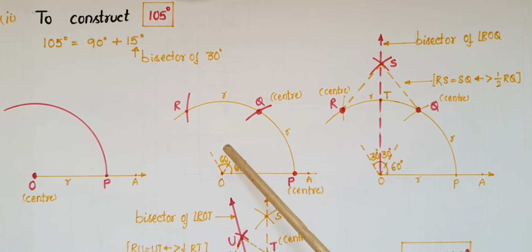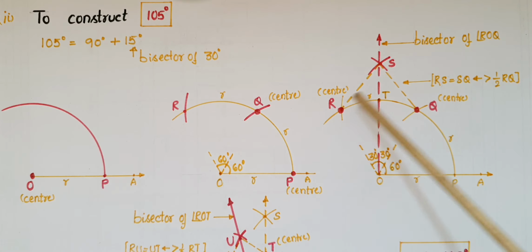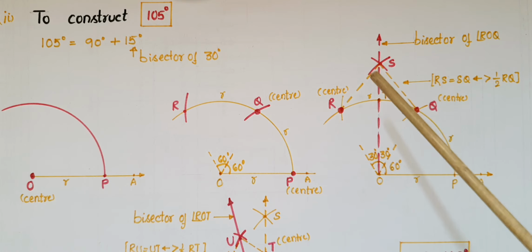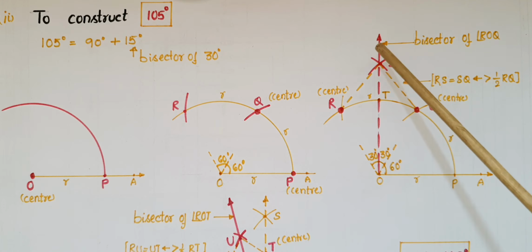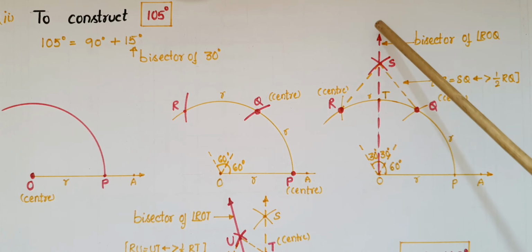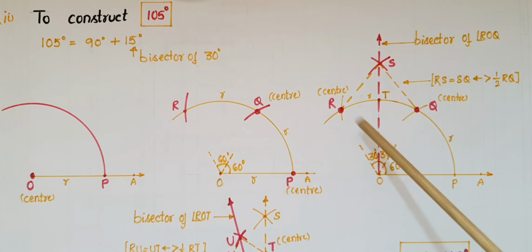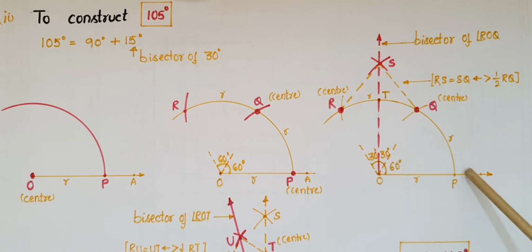You have to construct 90 degrees first. So for that you have to bisect this angle. So take R and Q as centers with a radius which is more than half of RQ. Draw two arcs and these two arcs intersect at a point S. Then join O and S, then extend this line. This is a bisector of this angle. So this angle is 30 degrees and angle SOP here is 90 degrees.